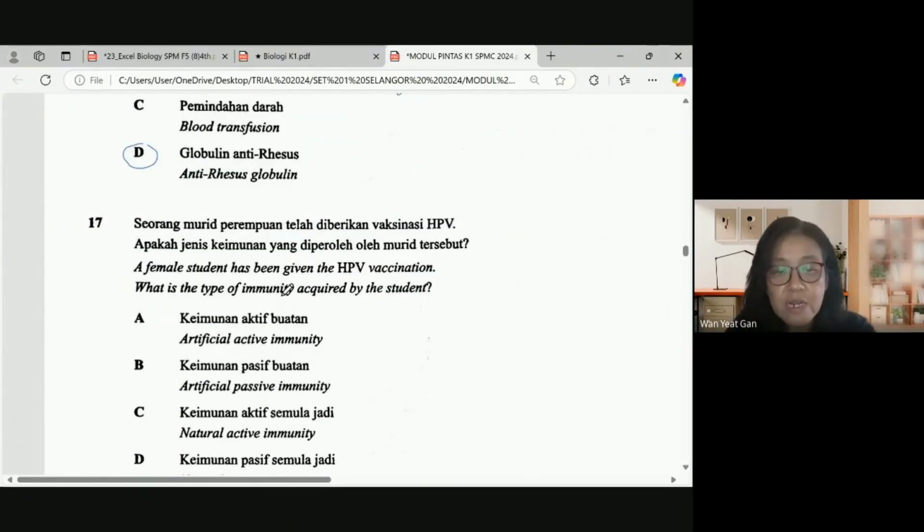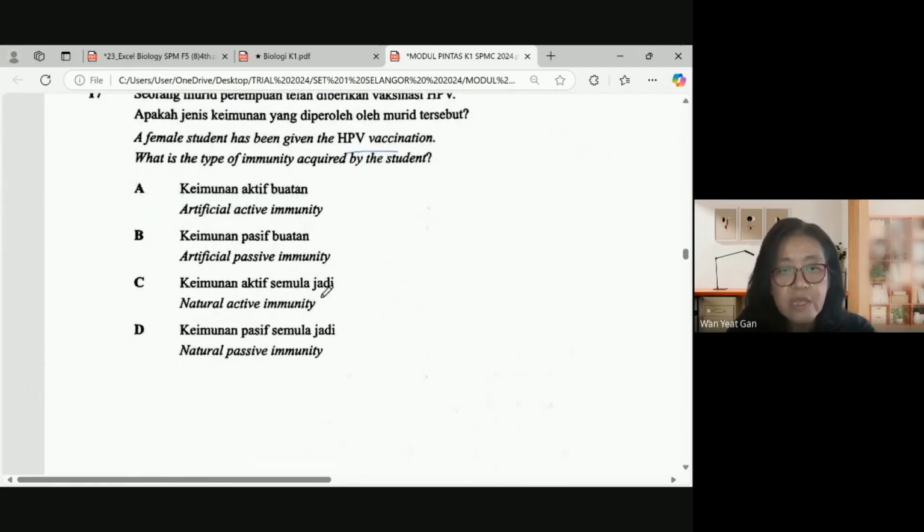A female student has been given an HPV vaccination. What is the type of immunity acquired by the student? So the type of immunity is artificial active immunity, because it's a vaccination that contains vaccine. Vaccine is a suspension that contains weakened pathogen, so it will stimulate the lymphocytes to produce antibody. And therefore, this is called active immunity. And since the body did not produce the antibody itself, it's called artificial active immunity.